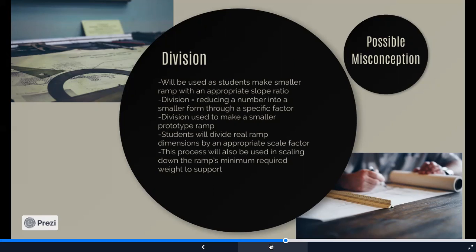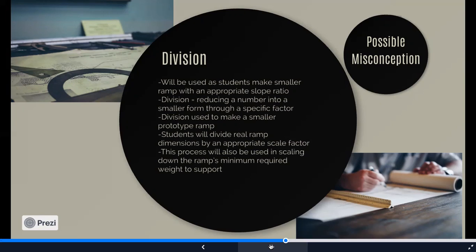To calculate the minimum required weight that the portable wheelchair ramp is required to support, we also had to divide the real-world amount of weight, which is 300 pounds, by a factor of 12. This calculation led us to determine that the minimum required weight of the prototype that we had to support would be 25 pounds.